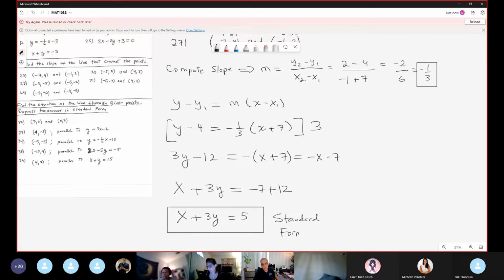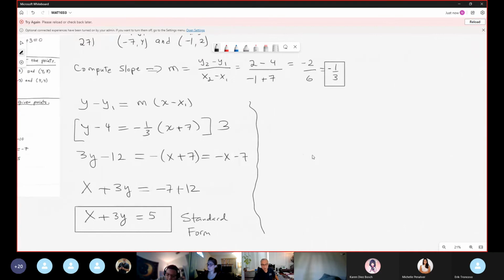Okay. However, suppose the question says, no, I don't like standard, I like slope-intercept. Okay, let's do it. So now you take the original equation again, and you solve for y, and that's it. 3y is equal to minus x plus 5. Be careful, guys. You move the x to the right-hand side again, but you put it in the first place, because I try to emulate that form. The x first and the numerical second. And finally, divide by 3.